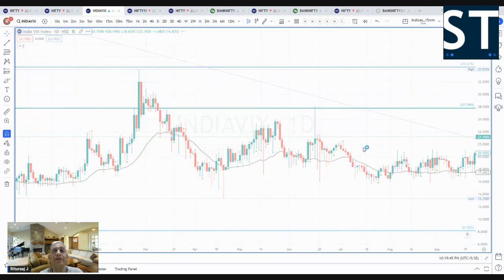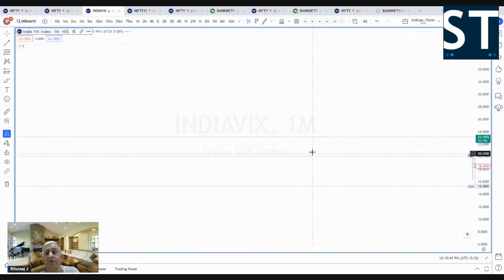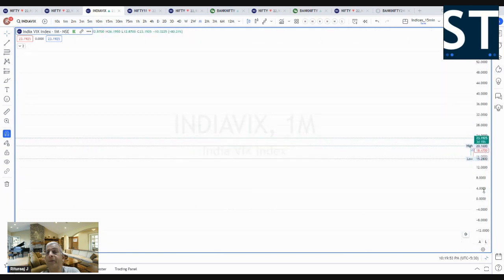On monthly basis, let me show you a monthly chart of India VIX. It will take a while to show up as I speak. Give me a minute. It is taking a little longer than expected.